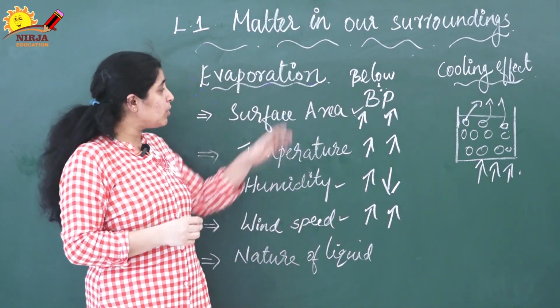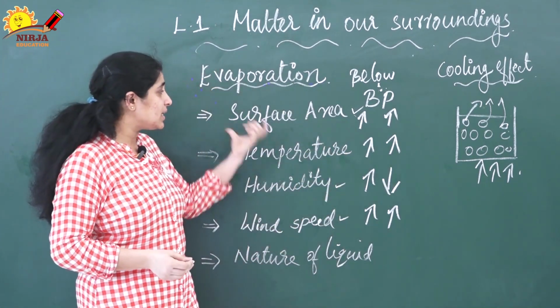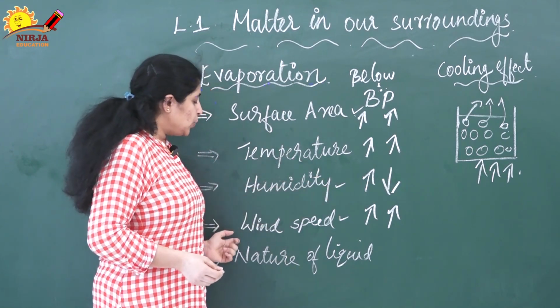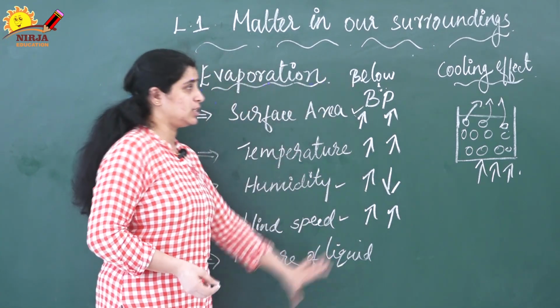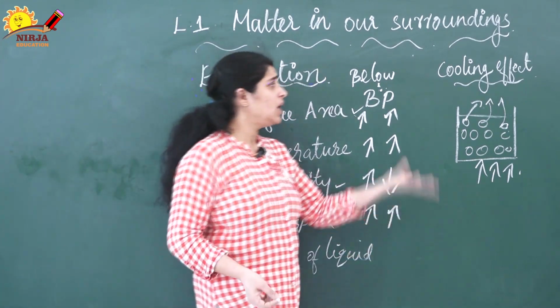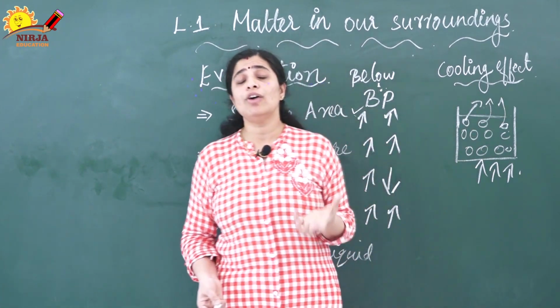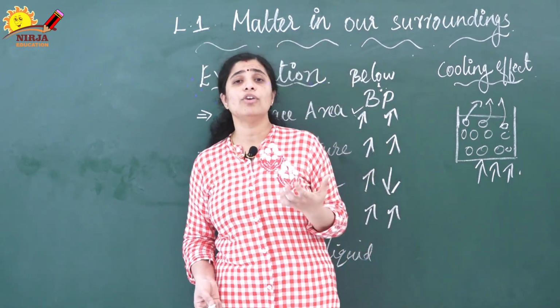So these are some of the factors which affect evaporation. I will explain once again: surface area, temperature, humidity, wind speed and nature of the liquid. These are the factors. Next we will see the cooling effect of evaporation. What is the reason for the cooling effect of evaporation?